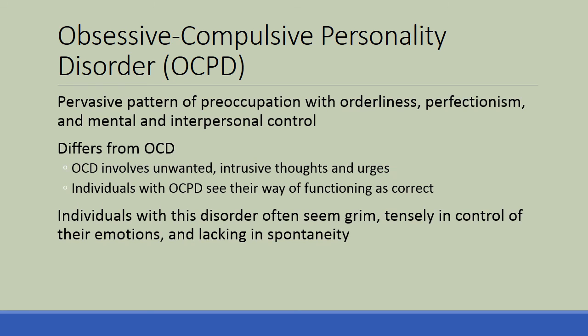Individuals with this disorder often appear grim, intensely in control of their emotions, and lacking in spontaneity. Following rules and procedures becomes time-consuming, and they may have occupational difficulties because of this. And when they need to be flexible, they have a lot of difficulty. They tend to have abnormally high standards, which leads to being unproductive. The pursuit of perfectionism becomes self-defeating rather than constructive.